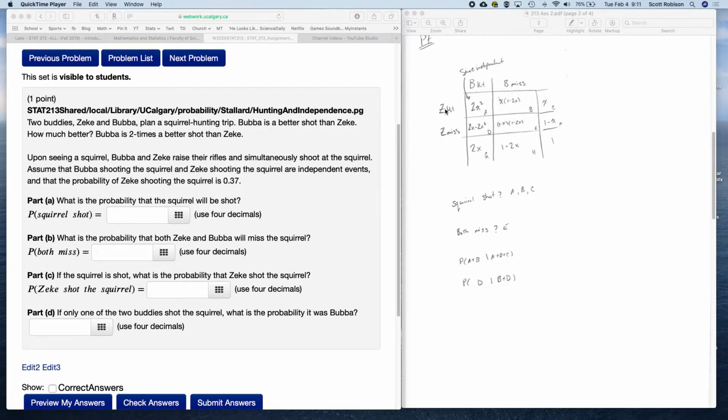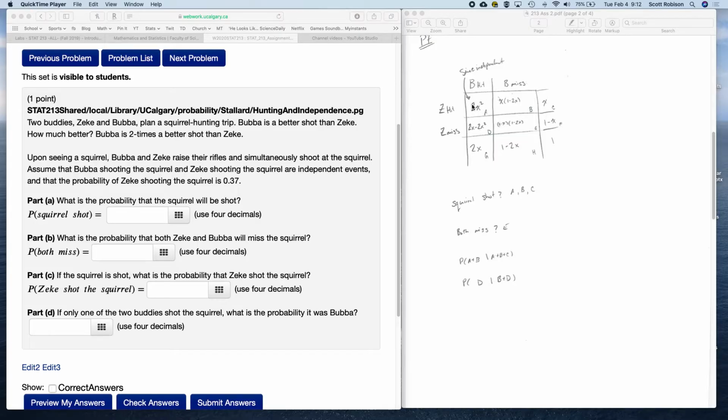hit. So I just set up a contingency table here. Zeke hits, Zeke misses, Bubba hits, Bubba misses. The only piece of information that we are given is the probability that Zeke hits. So that would be here X, which in my case is 0.37. Because Bubba is 2 times better of a shot, then the probability that Bubba hits should be 2 times the probability that Zeke hits, and then also because it's independent, here the probability that Zeke hits multiplied by the probability that Bubba hits, so 2x times x, would be the probability that both Zeke and Bubba hit.